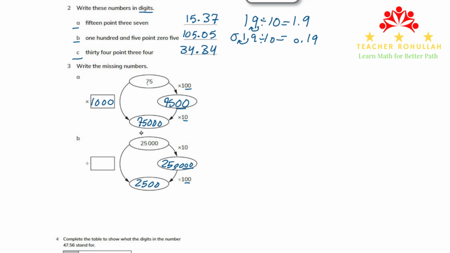Again, on the left side, it says what number should 25,000 be divided by so that we get 2,500. The number for sure is 10. If we divide 25,000 by 10, we will get 2,500. That's quite good. Let's now move to the next part, which is question number 4.